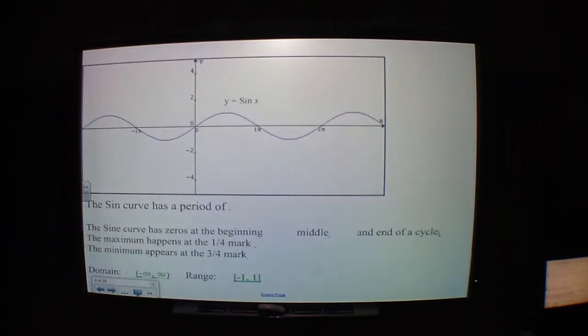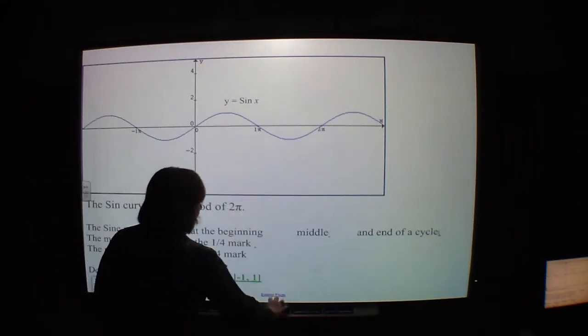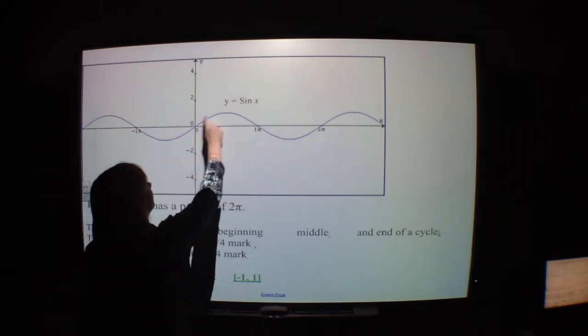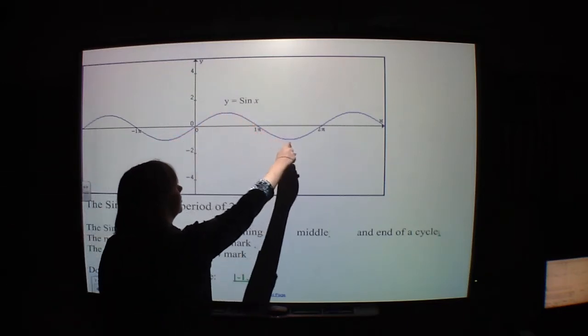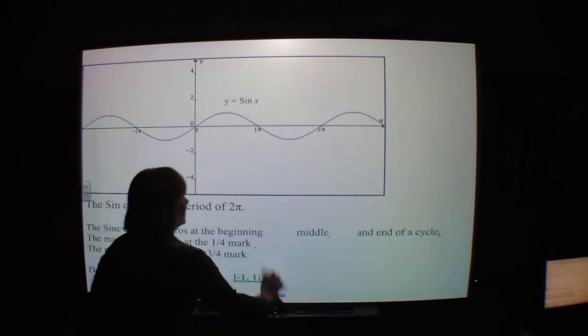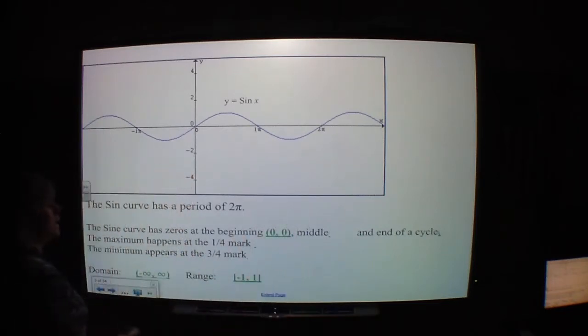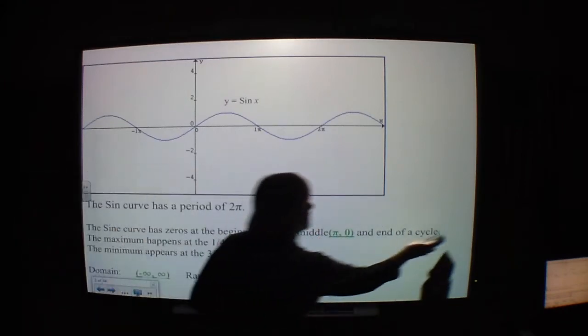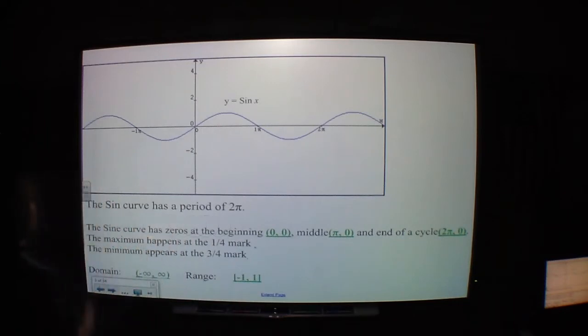This is what the sine curve looks like. It repeats itself. The sine curve has a period of 2 pi. It starts at 0 here. It goes up to 1, back down to 0, to -1, and back to 0. The sine curve has zeros, if you can see, at the beginning, middle, and end. So at the point 0, 0, at the point pi, 0, and at the end of the cycle, 2 pi, 0. So beginning, middle, and end are the zeros.